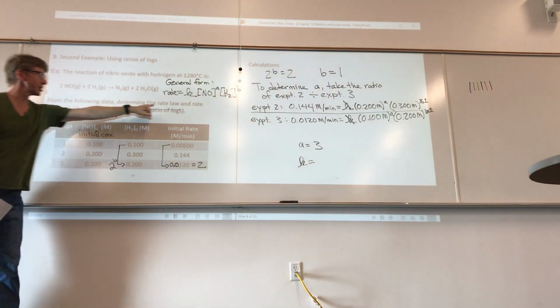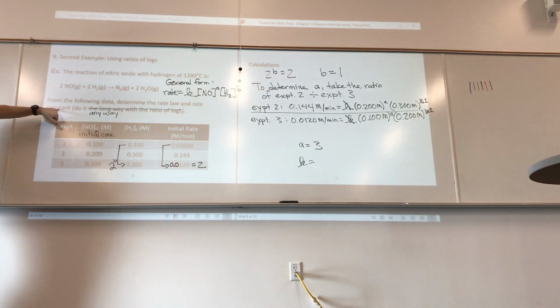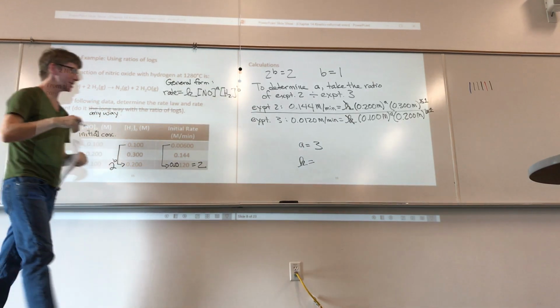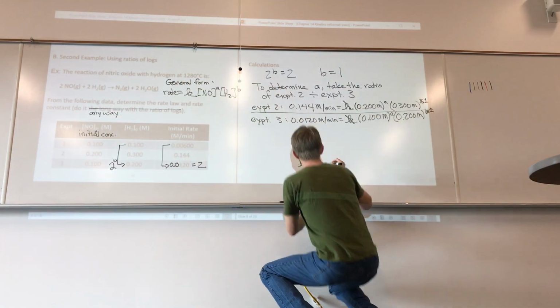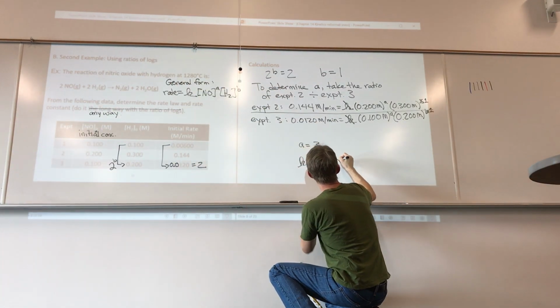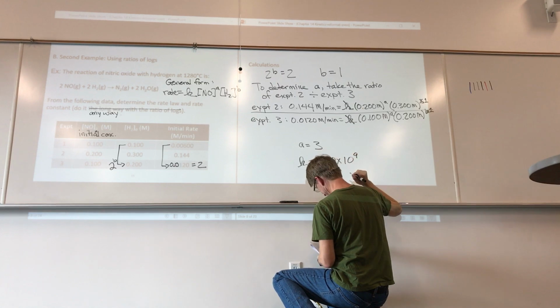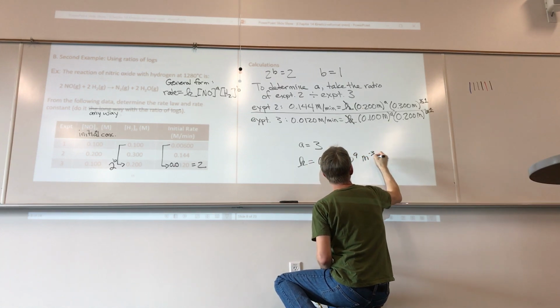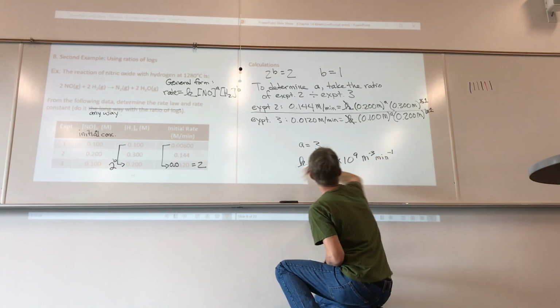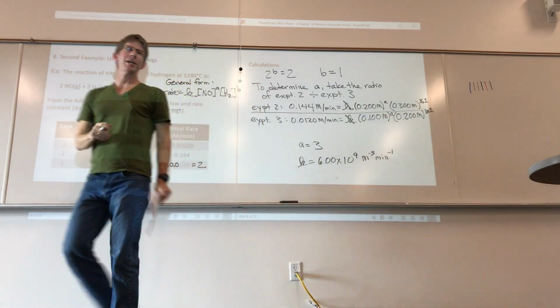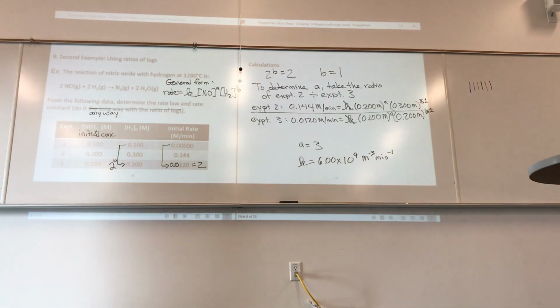It says not only determine the rate law, but also the rate constant. That's a little k. Plug into the experiments, and you will find that little k, the rate constant, is 6.00 times 10 to the 9th, molarity to the minus 3, minutes to the minus 1. Good question.